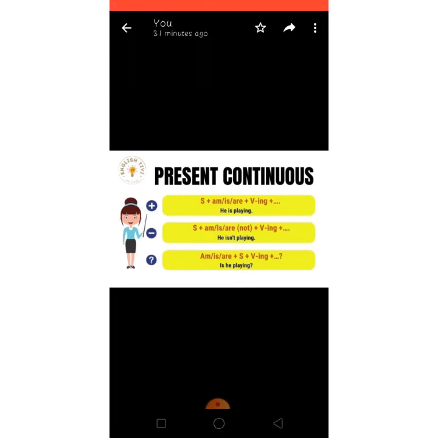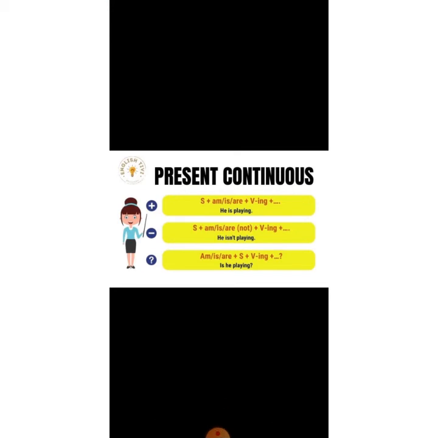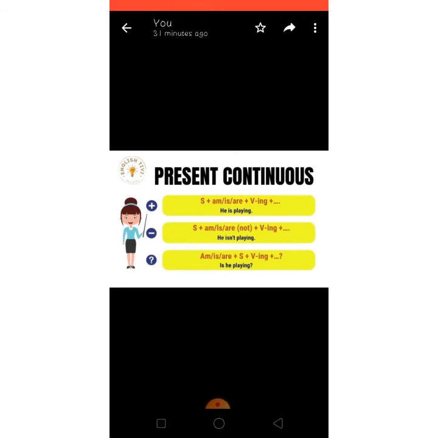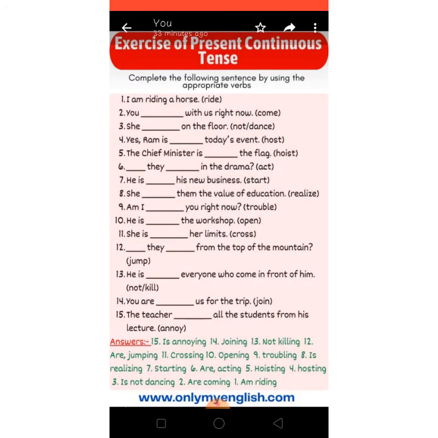And for questions, kita boleh guna, okay, the verb to be in front of the sentence. Am, is, or are. Okay, plus subject plus the verb with ing. Okay, for example, is he playing? Okay, ada beberapa sampel lagi. So, contoh ayat. Okay, so I hope you can understand.